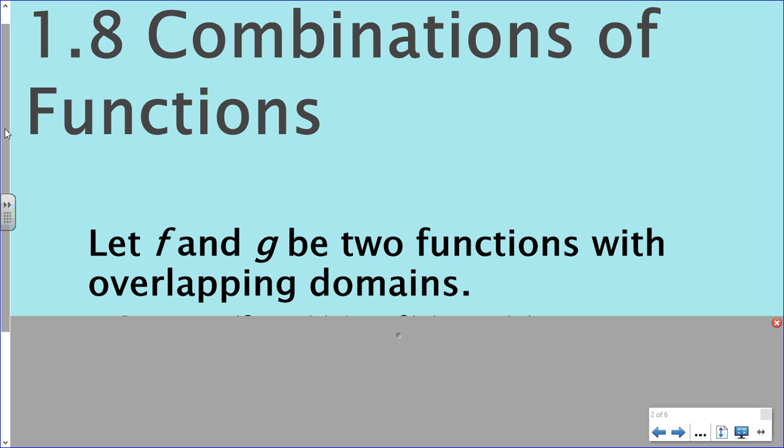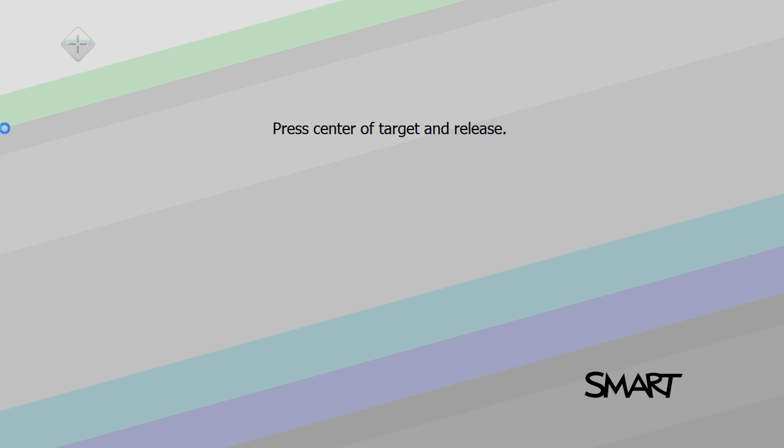If f has a domain of 0 to infinity, and g has a domain of negative infinity to negative 2, do they overlap anywhere? No. So I don't have any numbers that I can plug into both functions, which means we can't combine them into one.